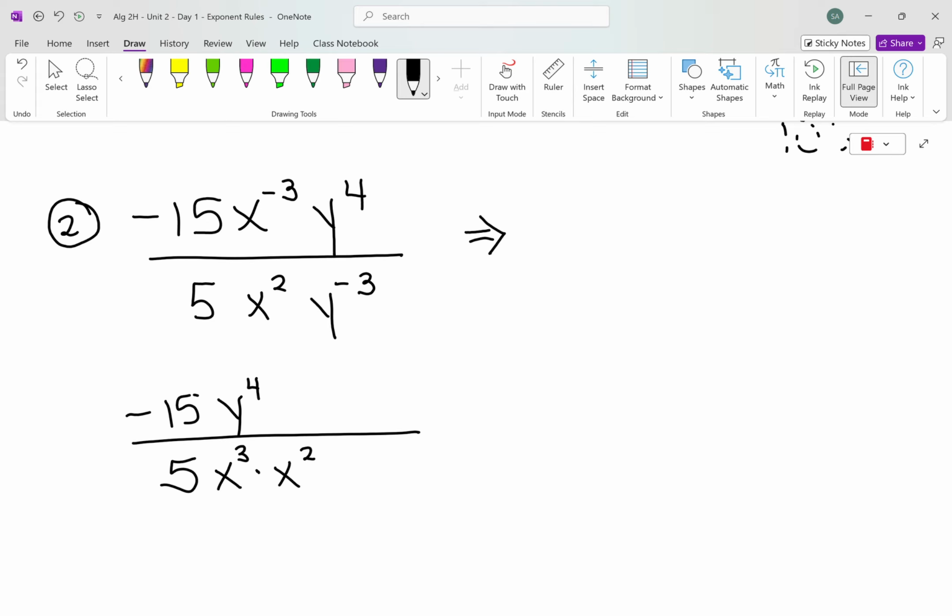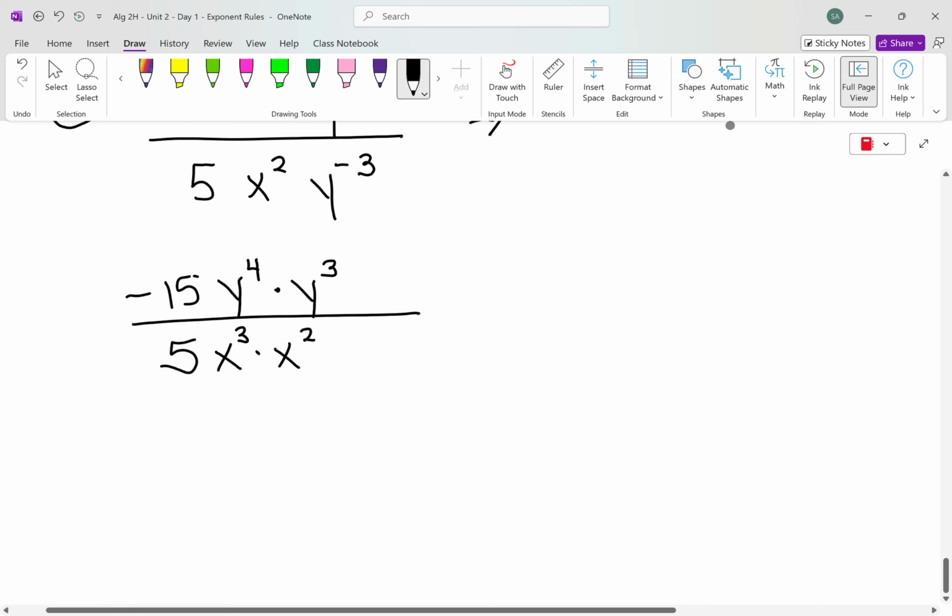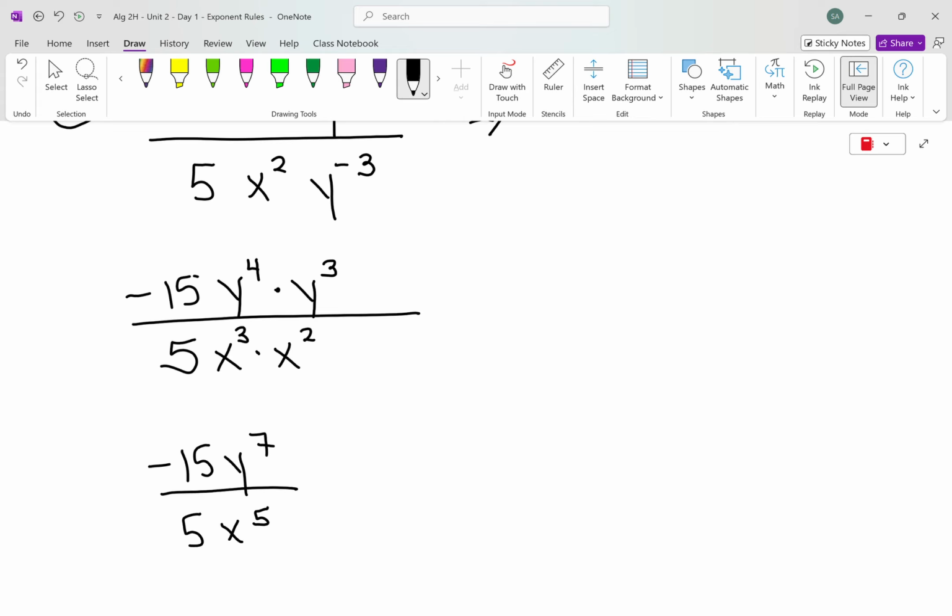And the x to the second stays on the bottom. In the numerator, the y to the fourth stays on top, but the y to the negative third in the denominator, where am I going to move that to? To the numerator to make it positive. So now I'm going to have negative 15 y to the 7th over 5x to the 5th.